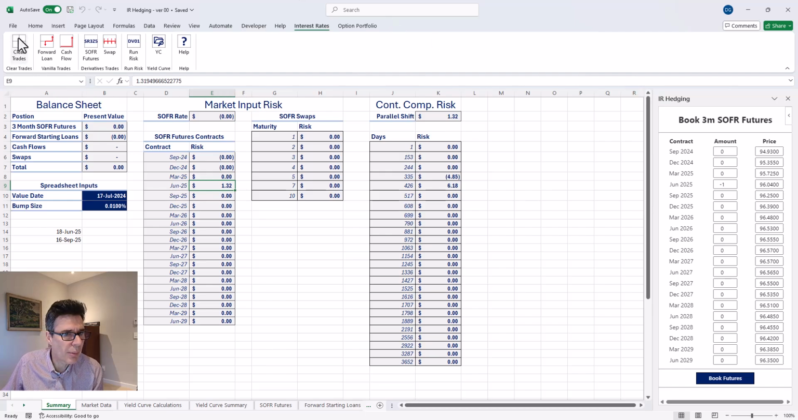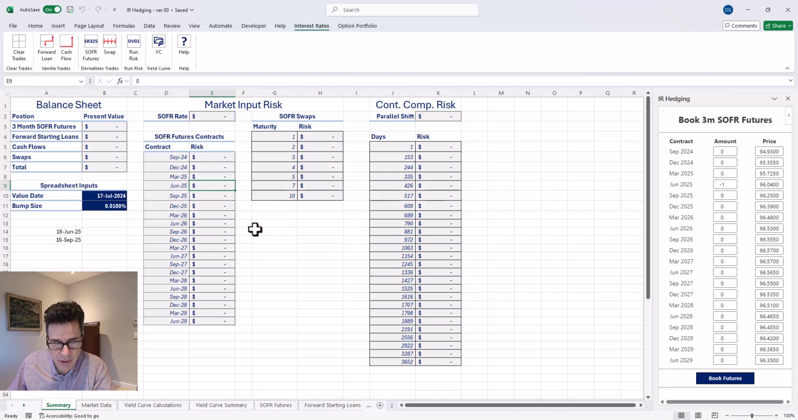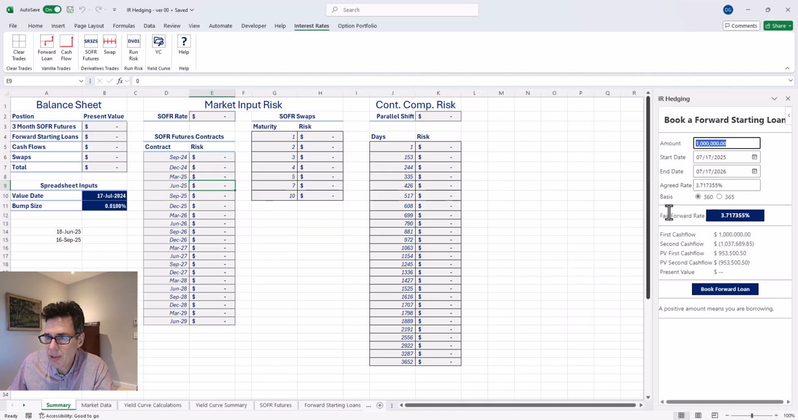All right, let me go back. Example number 2. Again, whenever I start by hitting the clear trades, which gets all the positions out of the spreadsheet, I run risk to make sure everything's out. The risk should be 0 everywhere, which it is, so I know my spreadsheet's empty. I'm going to do the same thing, but this time we're going to borrow. Again, if we were a bank, we're accepting a deposit.